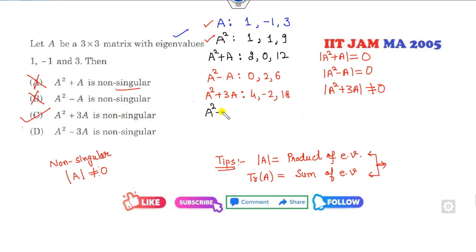Look at the last option, A squared minus 3A. If I multiply by 3 and subtract them, it's -2, and then 4, and this is 0. Because of this 0, the product of the eigenvalues is 0. So this option is cancelled. C is the right answer of the problem.